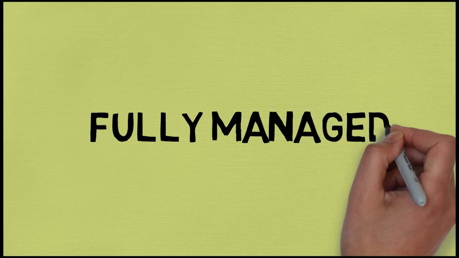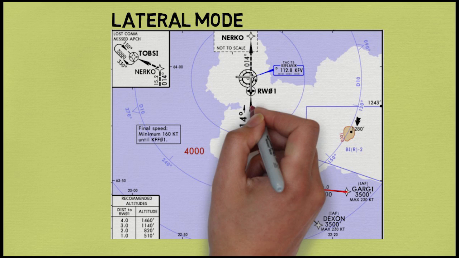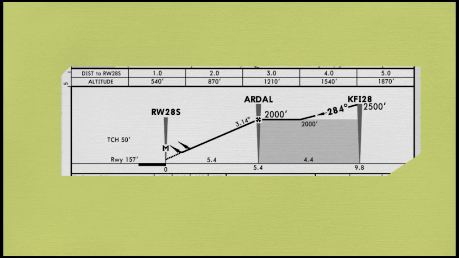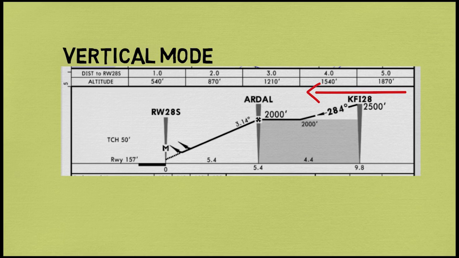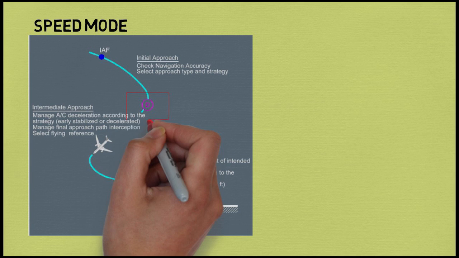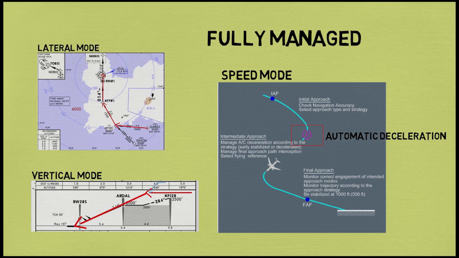To begin this, let's look at a fully managed approach in a perfect world. In the lateral mode, we track the published procedure. In the vertical mode, we let the aircraft control the descent. In the speed mode, the aircraft will start to decelerate as it passes the deceleration point. It's pretty easy stuff. The box takes care of everything. Or does it?